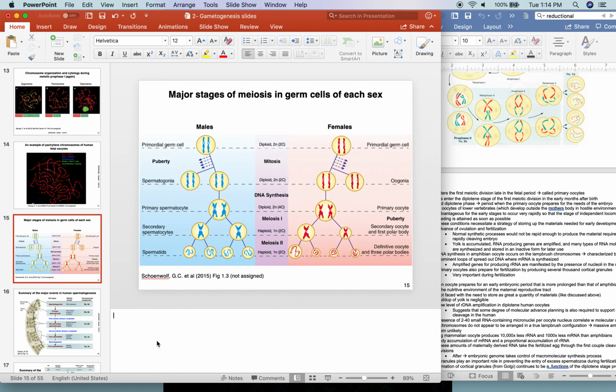Now this is showing you reviewing meiosis. Now I do want you to know these terms in the male and the female. This is just another representation. This is from the supplemental chapter telling you the nomenclature for each of these stages.